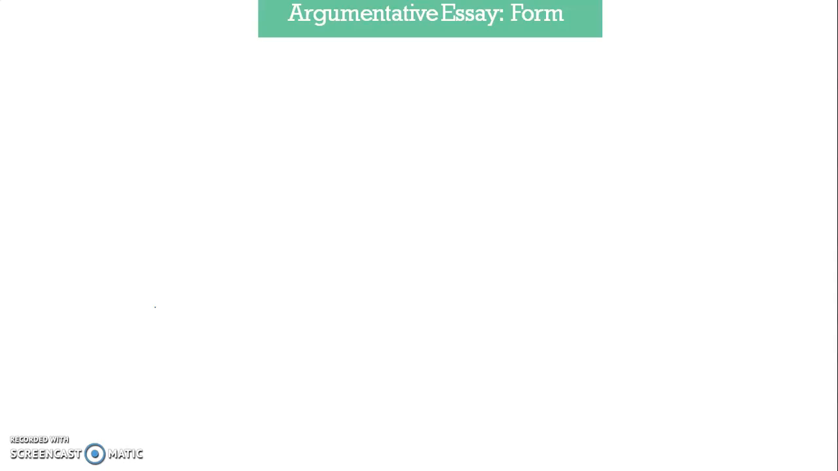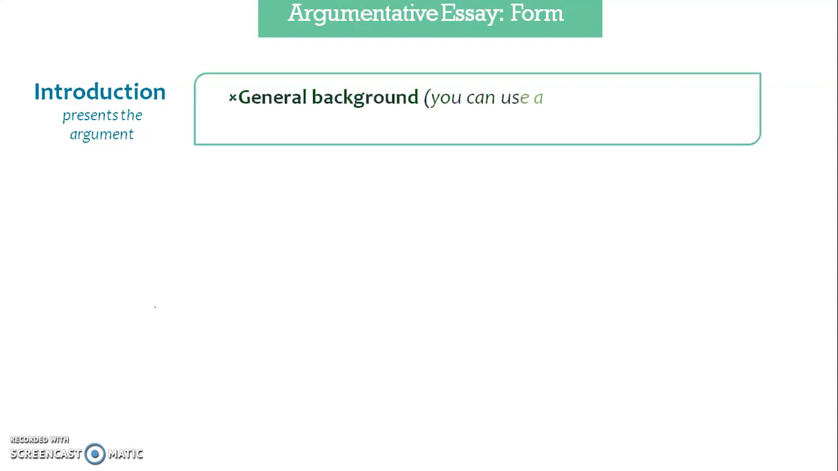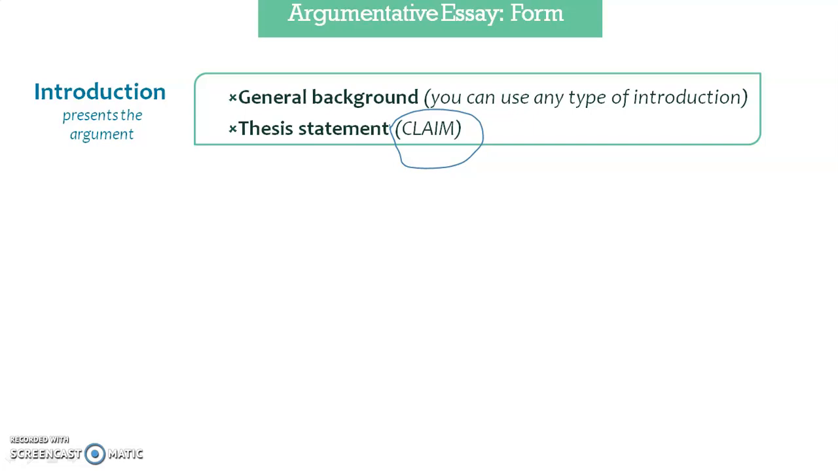Therefore, this is the form of our argumentative essay. This is how we should organize our argumentative essay in the assignment which you will have. First, you start with the introduction, presenting the argument. The introduction begins in a general background. You can use any type, whether it's an attention getter or a funnel general to specific, and then we reach the thesis statement. However, note that in an argumentative essay, your thesis statement is special. It should include what we call claim. The claim will be explained in the upcoming slides.